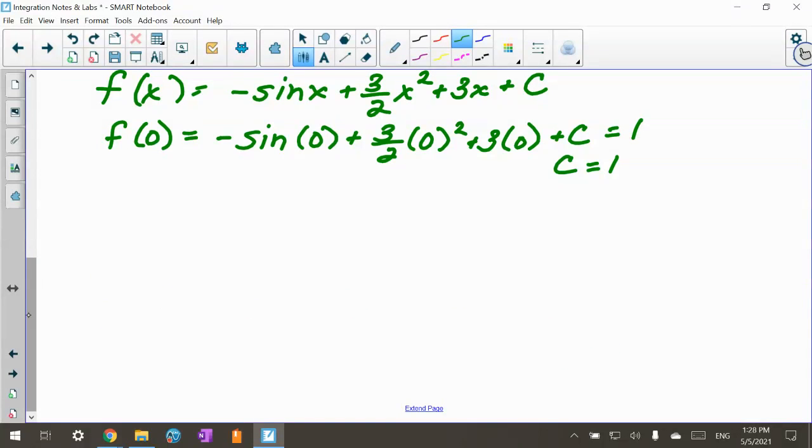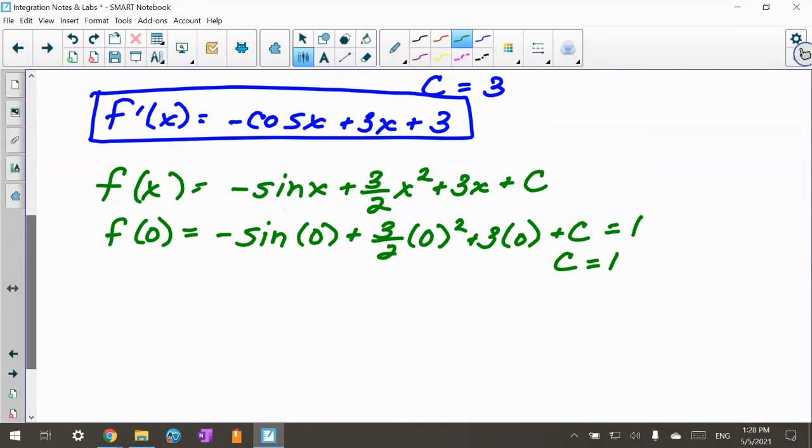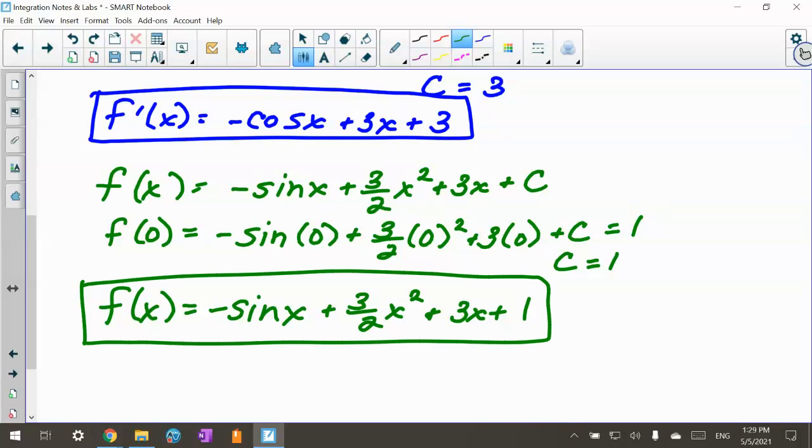So our ending function is f of x equals negative sine of x plus 3/2 x squared plus 3x plus 1. Now, you've got to admit, that was kind of fun.